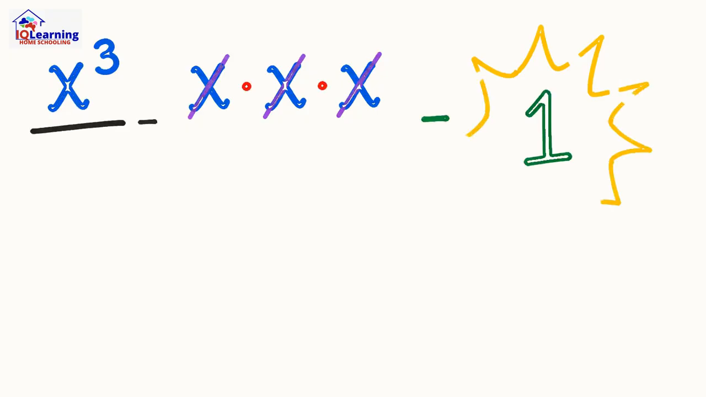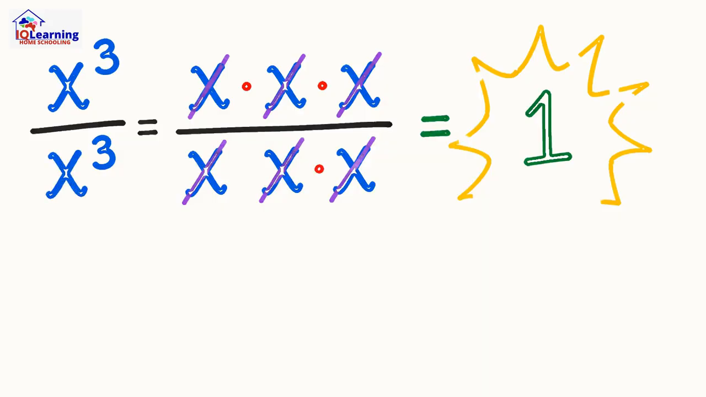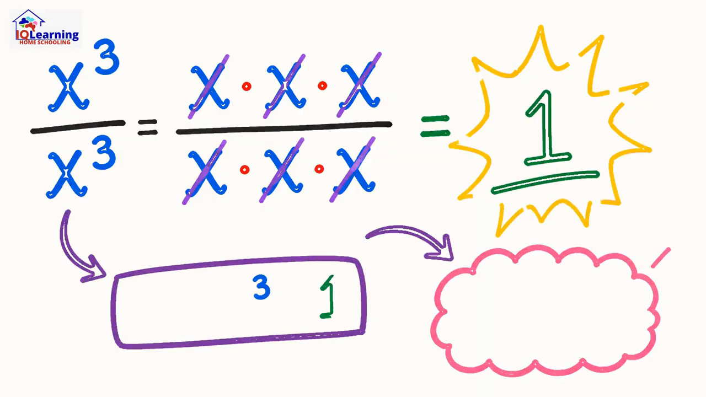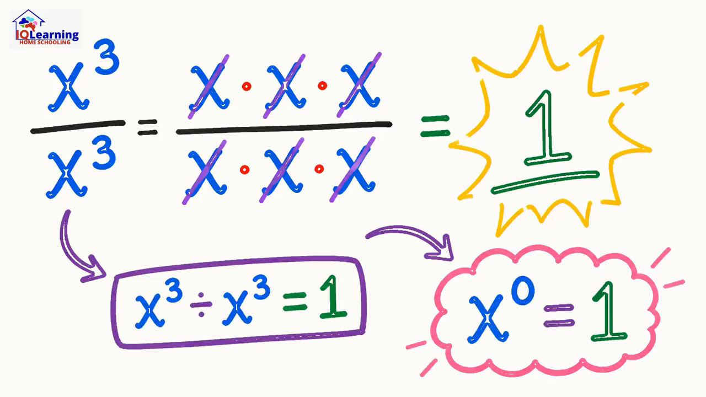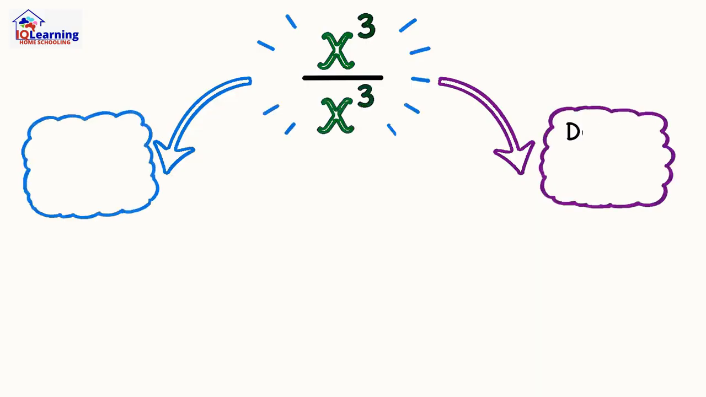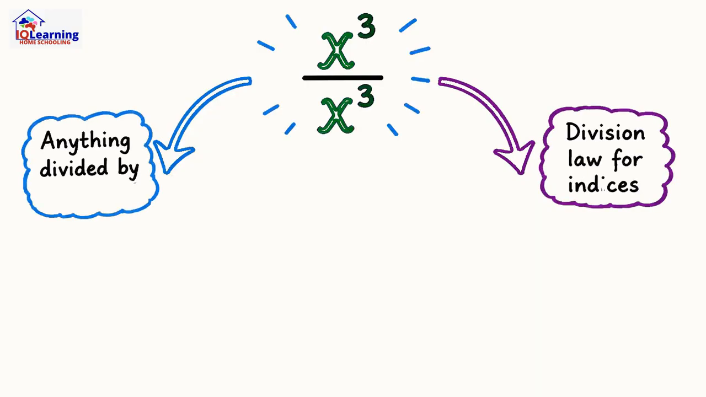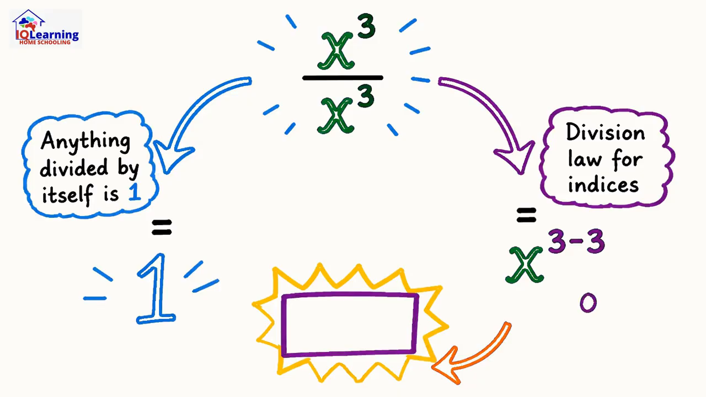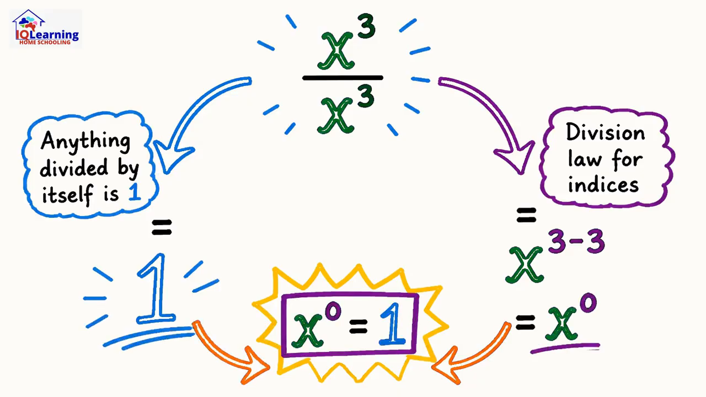For instance, why is anything to the power of 0 equal to 1? Think about x cubed divided by x cubed. We know anything divided by itself is 1. But if we use the division law for indices, it becomes x to the power of 3 minus 3, which is x to the 0. Since both paths solve the same problem, their answers must be equal. Therefore, x to the 0 must be 1.